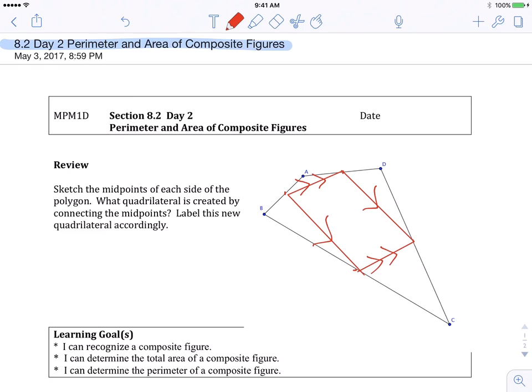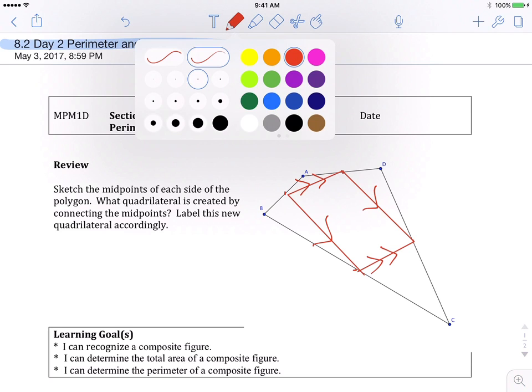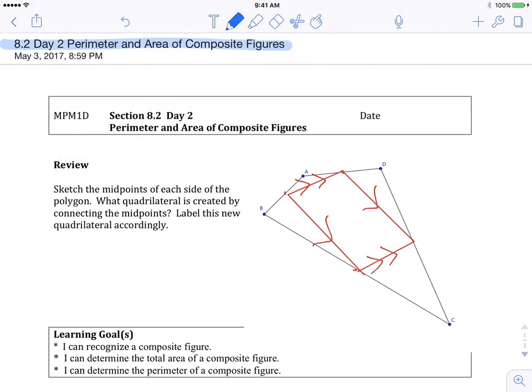Now the question asks us to label the new quadrilateral accordingly. So if we have A, B, C, D as the original polygon, then we can just continue from there. We can say E, F, let's go this way. Let's go E, F, G, and H. Please remember that vertices are labeled with uppercase letters. Okay, so E, F, G, H is a parallelogram.